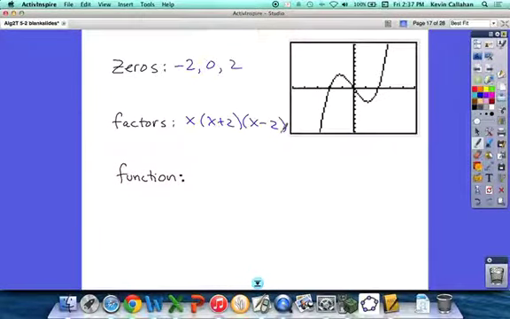Most of the time, you'd put the x, the standalone x, at the beginning. Do you have to? No. Commutative property says you really don't have to. But normally, you wouldn't see the x buried in the middle of the two binomials. And then, so what does that make the function? Y equals x times x plus 2 times x minus 2. It's too easy, right?